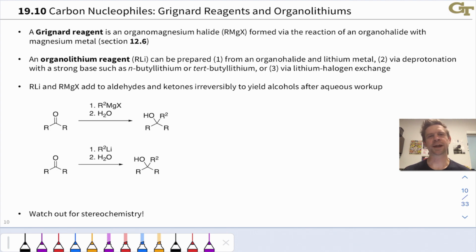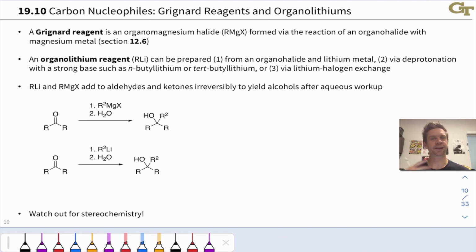The two classes of organometallic reagents with the most practical importance are organolithiums and Grignard reagents. Organolithiums are pretty self-explanatory. These are compounds in which some organic group R is linked to a lithium atom through a bond that is very ionic in character, meaning R has quite a bit of carbanion character. A Grignard reagent is an organomagnesium halide.